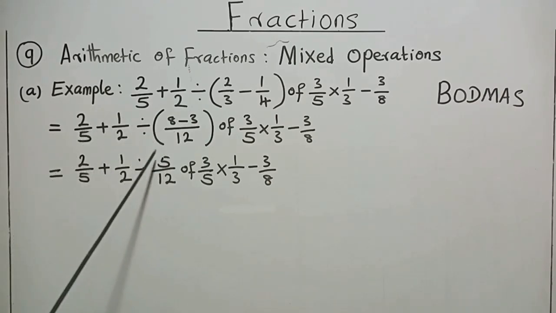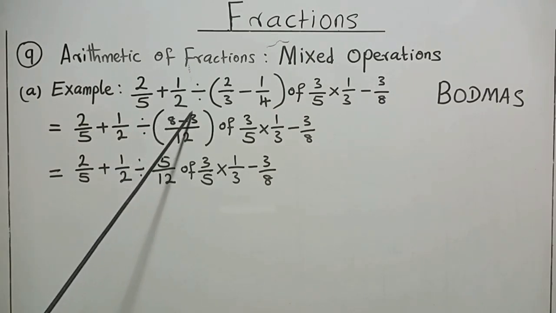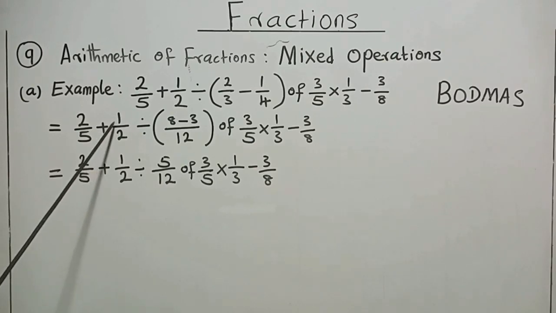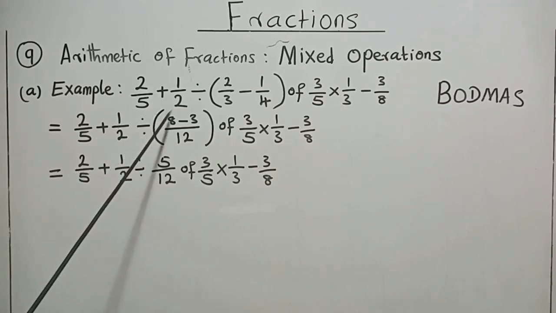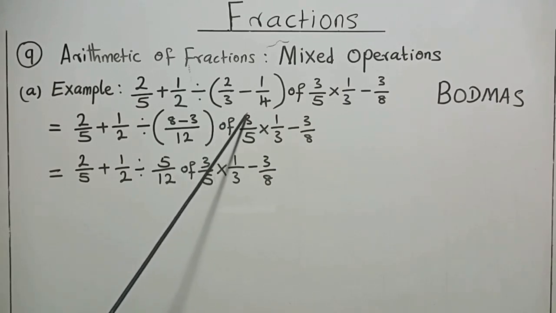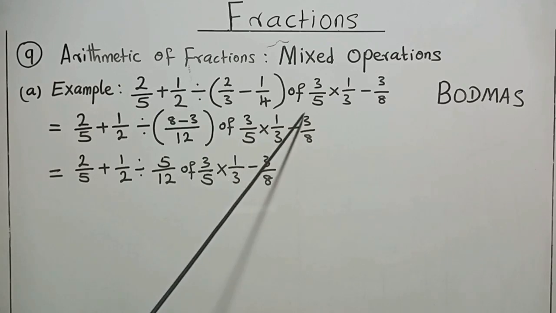That gave us this 5 over 12. I hope you know why. 8 minus 3 is this 5, then over this 12. All others remain the same. Then out of this bracket, we now have this 12. Off is still where it is. 3 over 5 is still where it is. 1 over 3 is still where it is. 3 over 8 is still where it is.